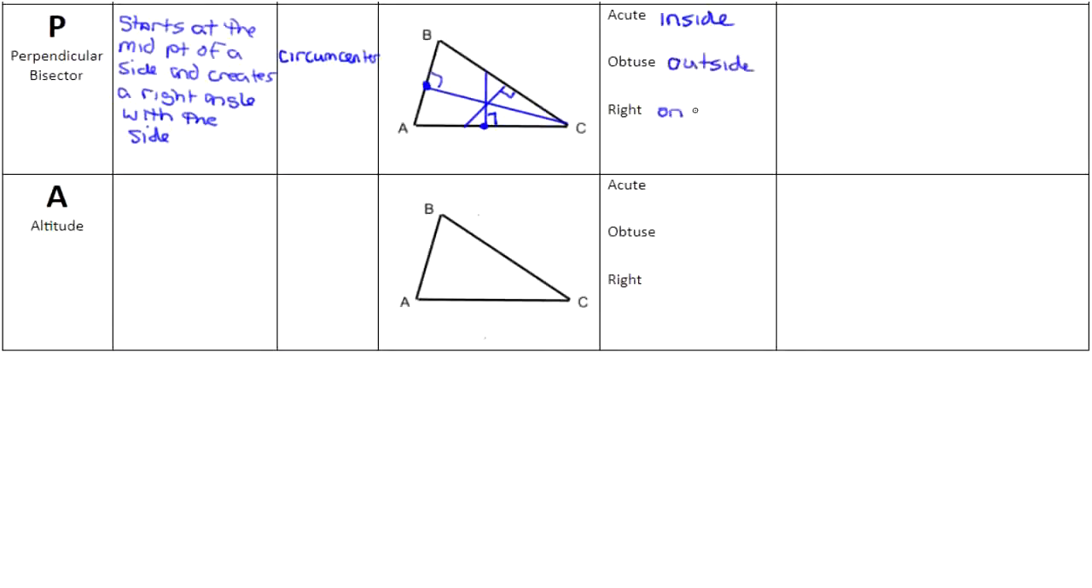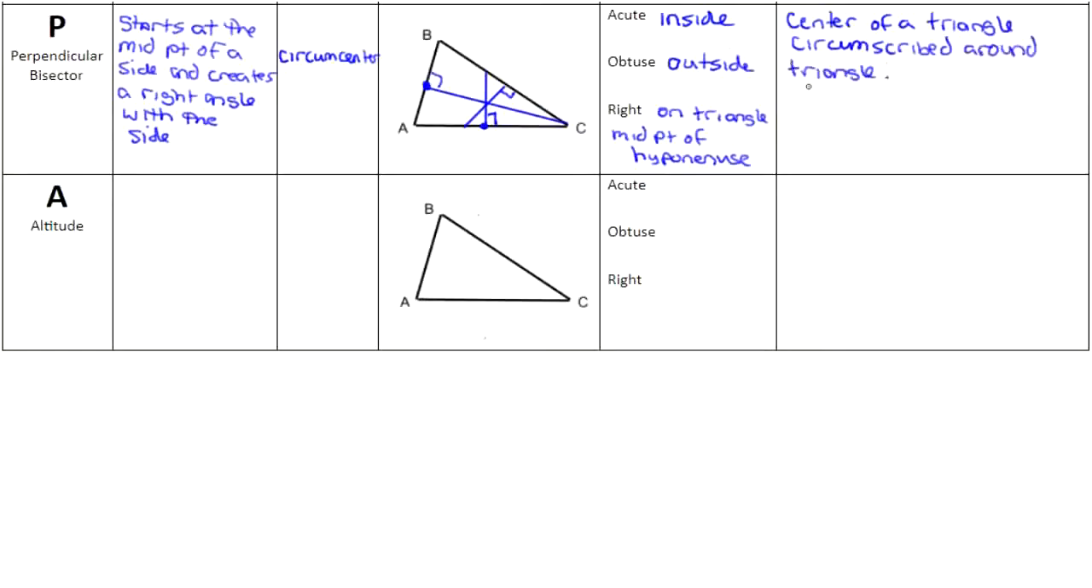So in an acute triangle, it's inside, an obtuse triangle, it's outside, and on a right triangle, a circumcenter is on the midpoint of the hypotenuse. And a couple things to remember about a center. It's the center of a triangle that goes around the triangle. That's the circumcenter. And then consequently, the circumcenter is equidistant to each vertex. You need to remember that also.